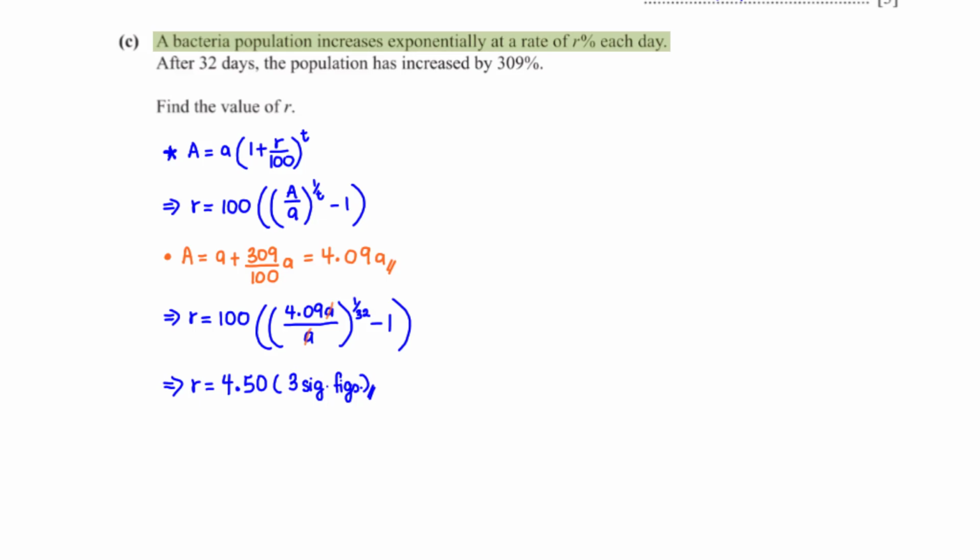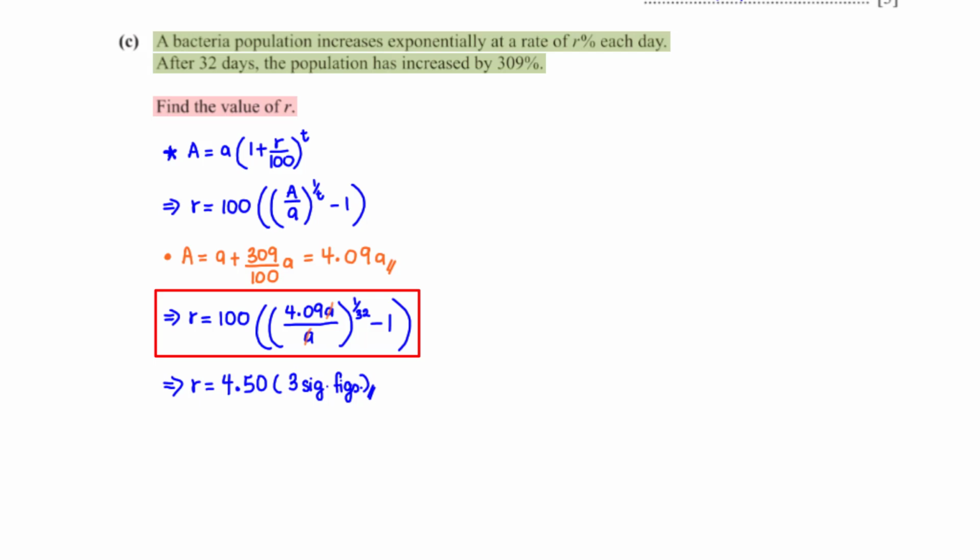A bacteria population increases exponentially at a rate of R% each day. After 32 days, the population has increased by 309%. Find the value of R. In this case as well, we need to apply the exponential formula. When we make R the subject, this is what we have. The time t is 32 days. Small a represents the initial population. Big A represents the final population.